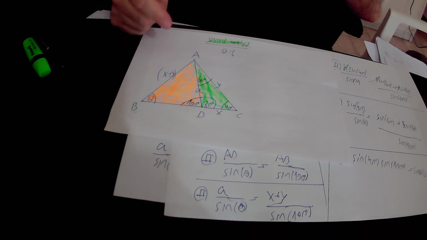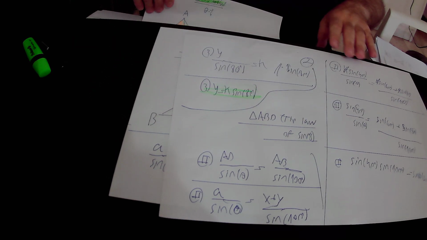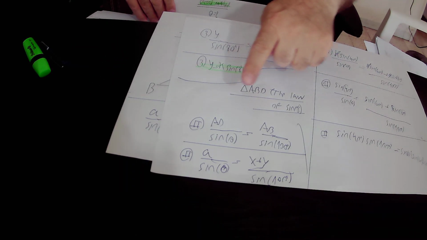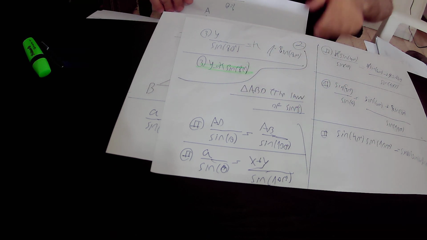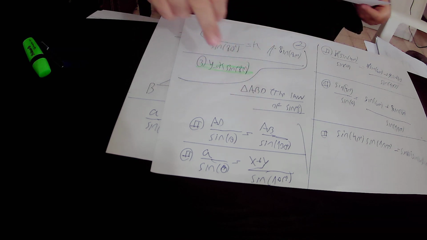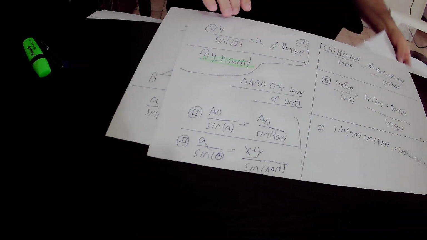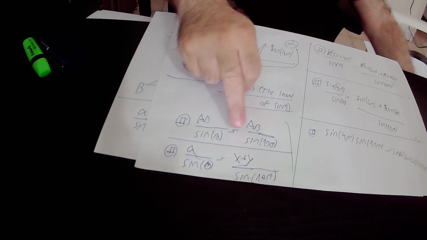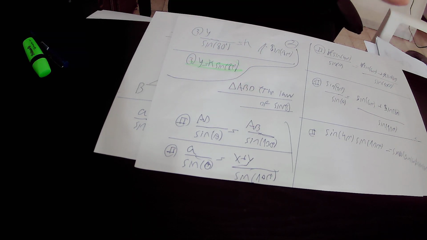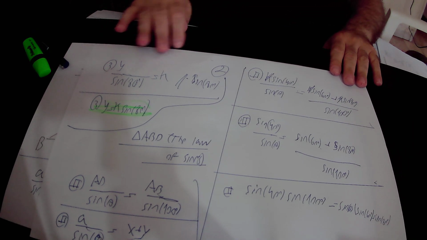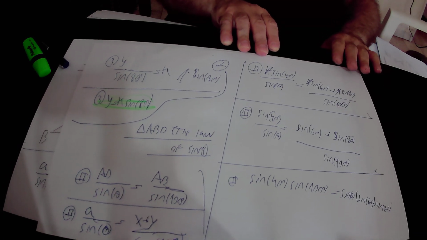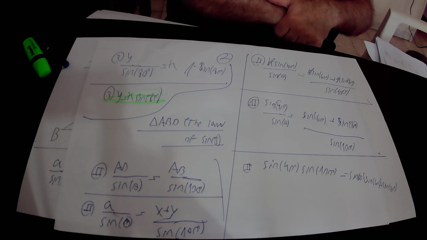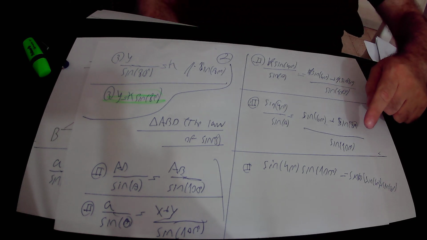According to the law of sines, we get that AD over sine theta equals AB over sine 100 degrees. AD equals a and AB equals x plus y. Then we substituted a, x, and y with the values that we found for them, and we got this equation. We have k on both sides of the equation, so k gets cancelled, and we get that sine 40 degrees over sine theta equals sine 60 degrees plus sine 80 degrees over sine 100 degrees.